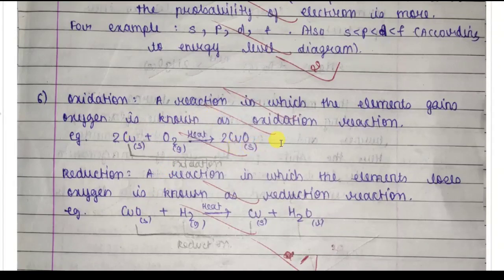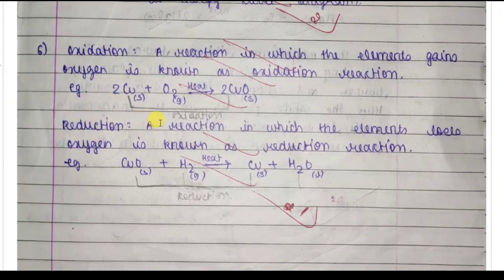Sixth: Oxidation is a reaction in which an element gains oxygen. Example is 2Cu plus O2 gives 2CuO. It requires heat, and this Cu is oxidized, and this process is oxidation. Reduction is a reaction in which an element loses oxygen. Example is CuO plus H2 gives Cu plus H2O. This CuO contains oxygen, and this oxygen is lost, then you obtain only Cu. So this process is reduction.